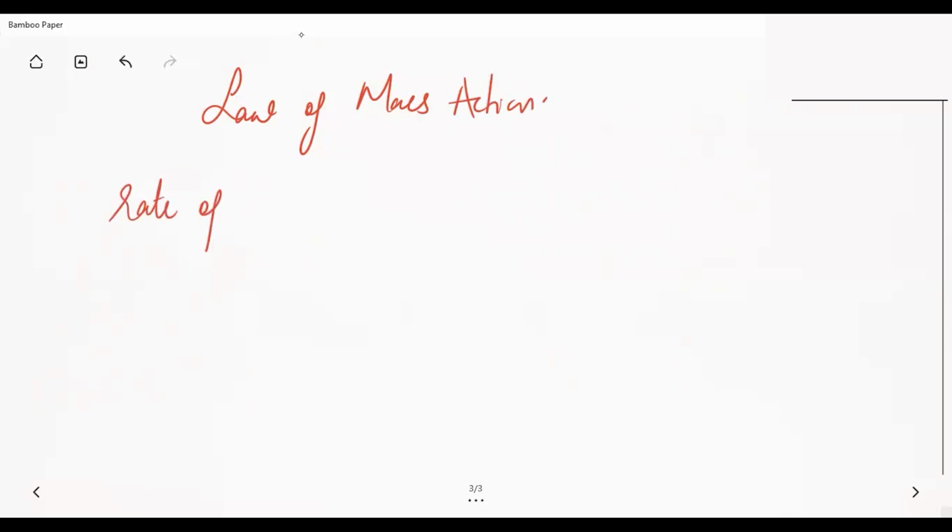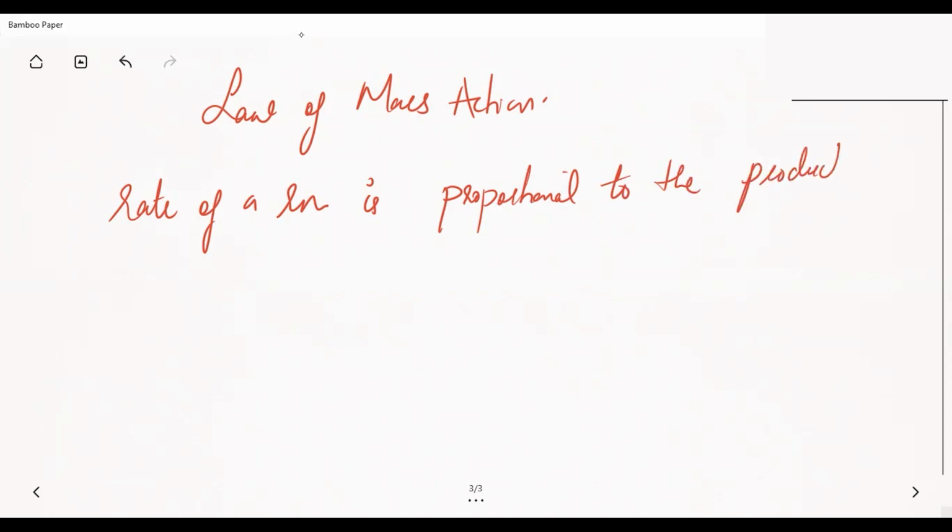Now let us move on to the law of mass action, which we have studied. What is that law? The law of mass action states that the rate of a reaction is proportional to the product of the active masses of the reactants. So that is the law of mass action.